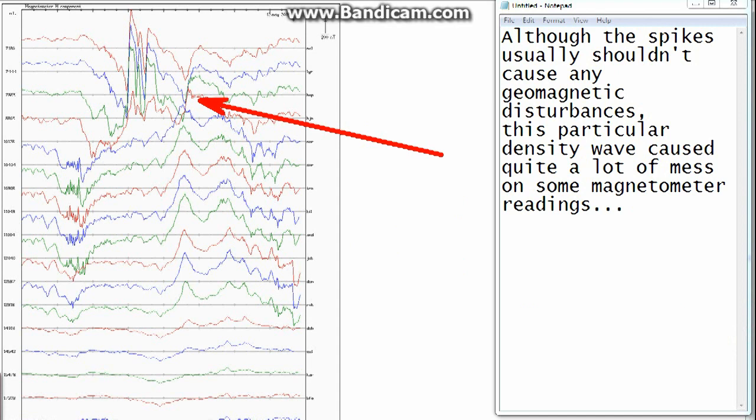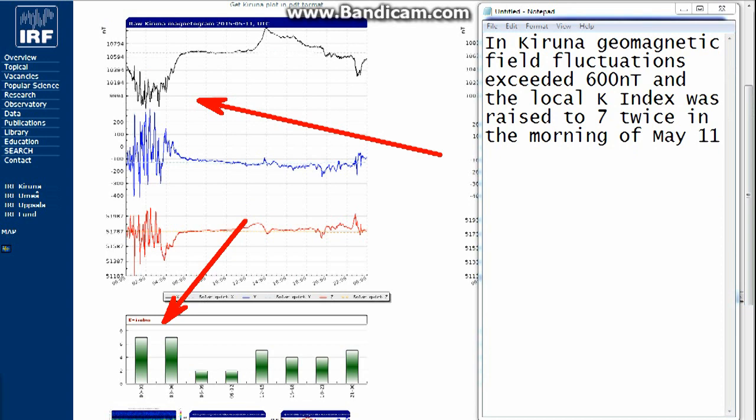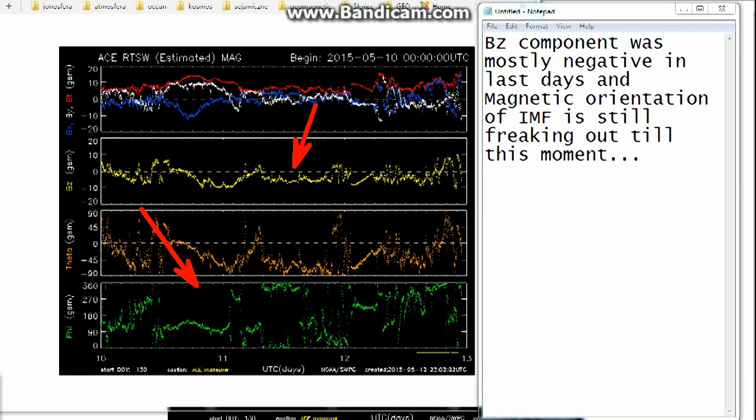Although the spikes usually shouldn't cause any geomagnetic disturbances, this particular density wave caused quite a lot of mess on some magnetometer readings. In Kiruna, geomagnetic field fluctuations exceeded 600 nanoteslas and the local K index was raised to 7 twice in the morning of May 11. BZ component was mostly negative in last days and magnetic orientation of IMF is still freaking out till this moment.